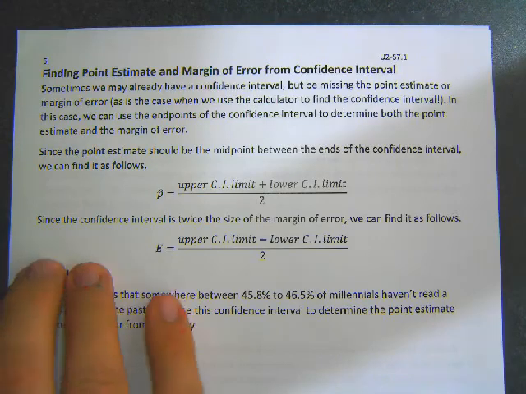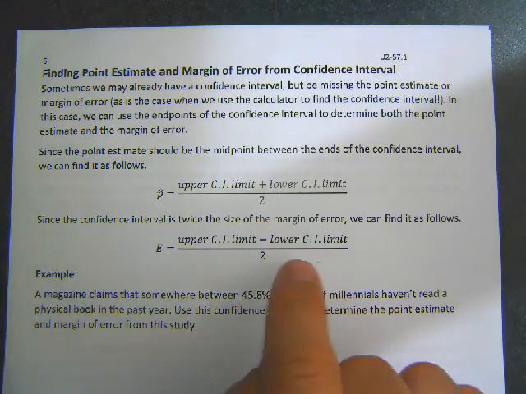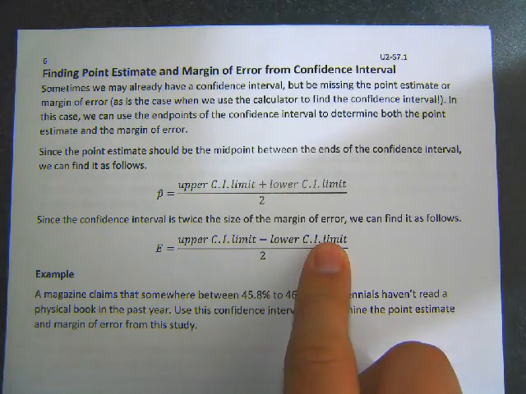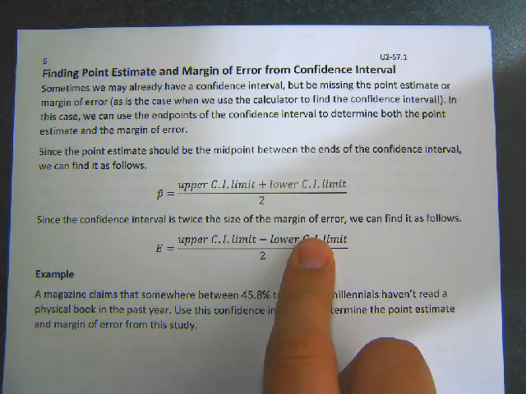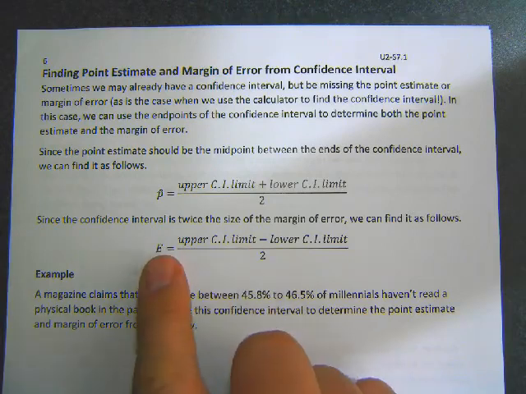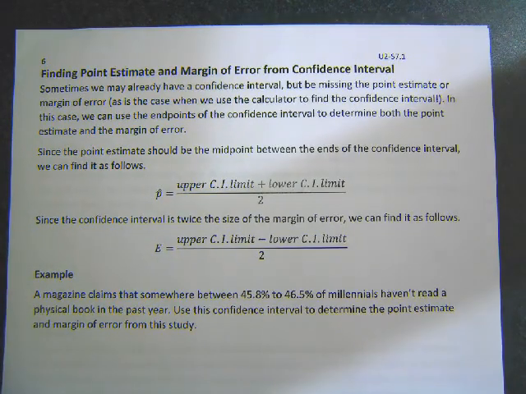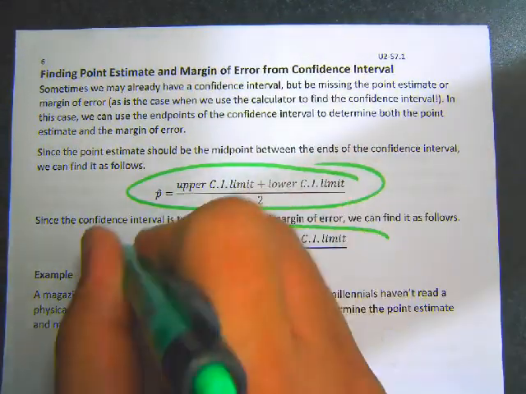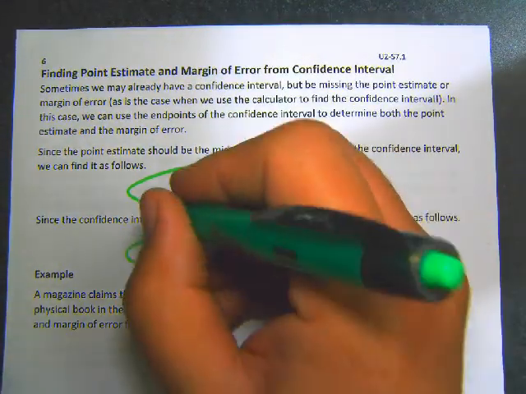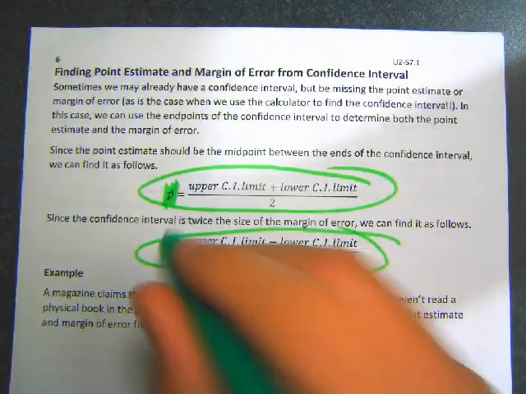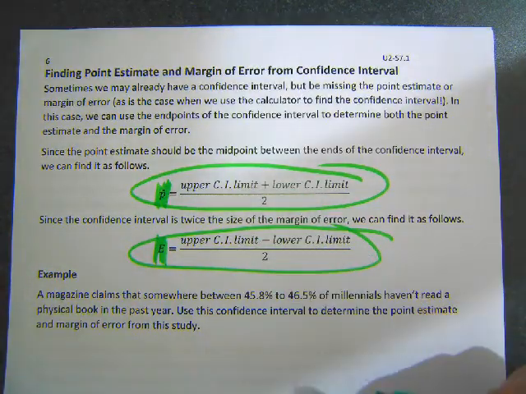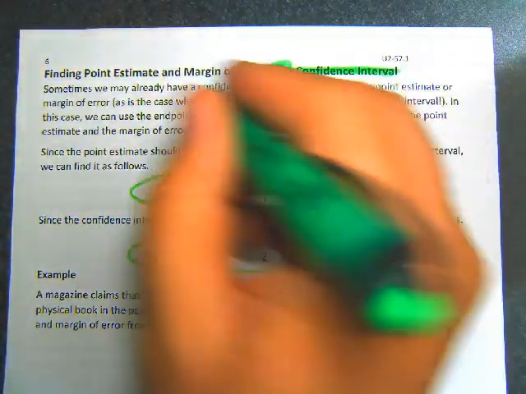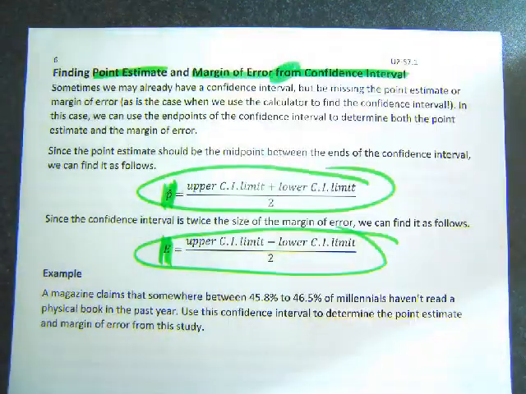The next one is what if you want the margin of error? Well, since the interval is always twice the margin of error, you can subtract to find the length, how long is the interval, and divide by 2 to get the margin of error. So these are two things your calculator doesn't do for you. So if you're going to put something on your sheet, you might want to put this on there as a reminder how to find the point estimate or how to find the margin of error if you know the confidence interval. So this is from the confidence interval. We know the confidence interval. We're looking for the point estimate or the margin of error.